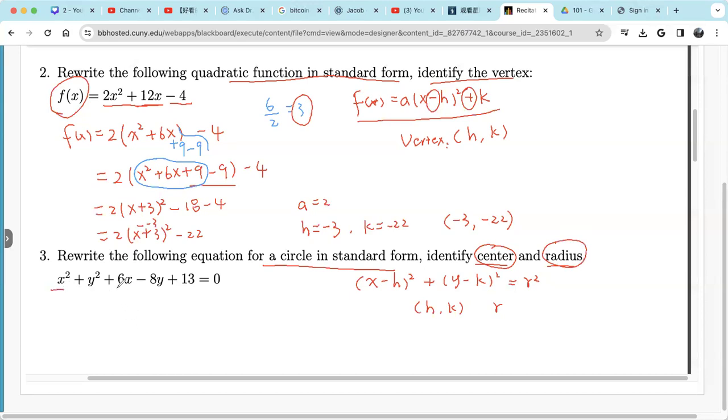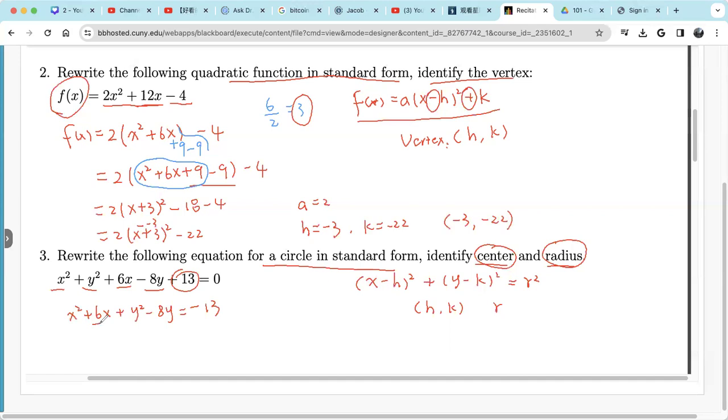So put x squared and 6x together, then y squared and the negative 8y together. So write it as x squared plus 6x plus y squared minus 8y. Then we move positive 13 to the other side, becomes negative 13. Now we do the same thing.